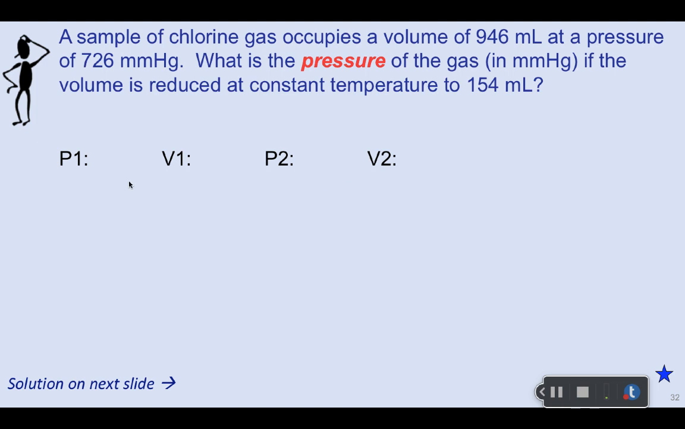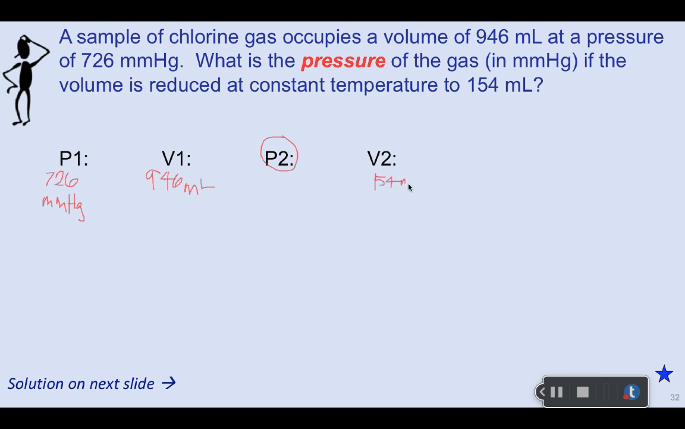So what you want to do in these kinds of problems is to set them up carefully. So pressure 1 is 726 millimeters of mercury. Be sure the units are always the same. Volume 1 is 946 milliliters. Write them out in a chart or label them in your problem in some fashion so you don't lose them. Let's see, that was millimeters of mercury for the pressure. The second set of conditions, pressure 2 and volume 2, we're looking for pressure 2, so that's the one we don't know. Volume 2 is 154 milliliters.